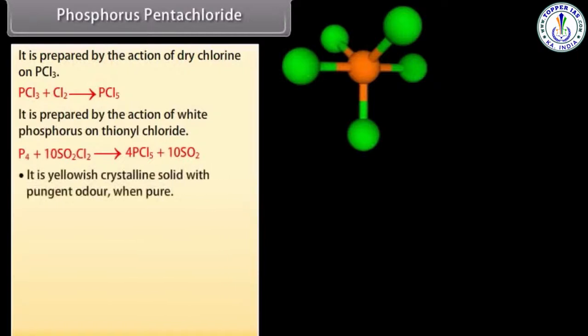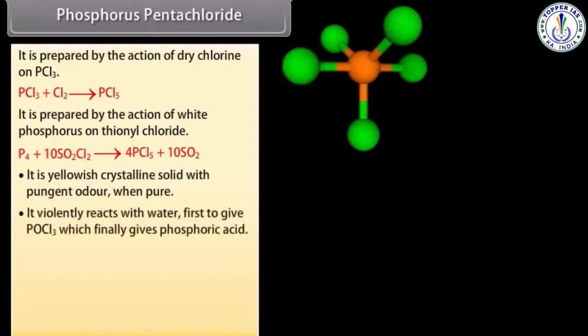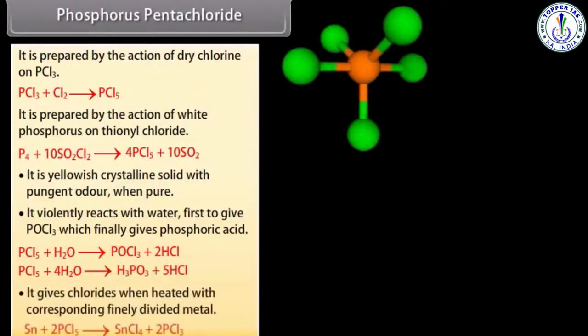It is a yellowish crystalline solid with a pungent odor when pure. It reacts violently with water, first to give POCl3, which finally gives phosphoric acid. It gives chlorides when heated with the corresponding finely divided metal.